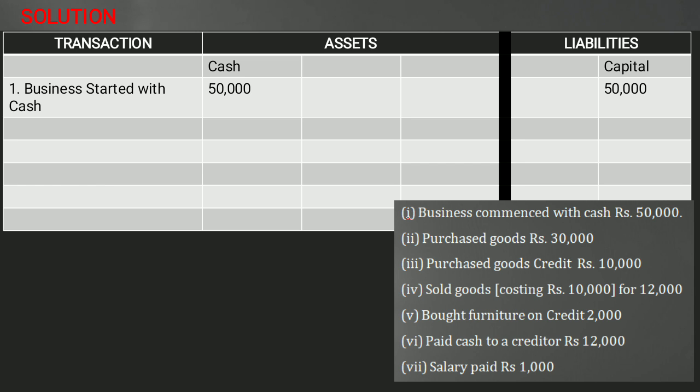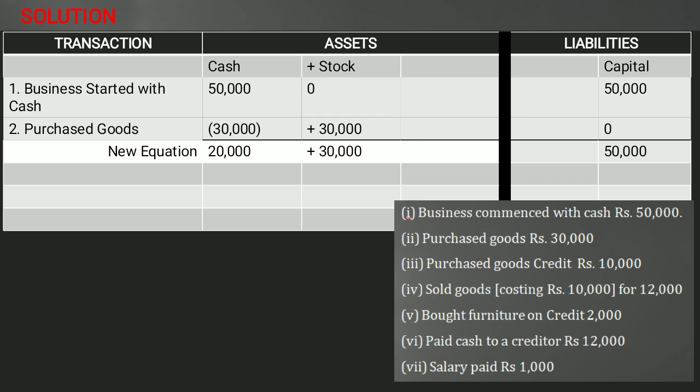Okay, so after the first transaction, let's check the second transaction. In the second transaction, we have purchased goods. Goods means stock. We have purchased stock. So just imagine what will be the effect of this transaction. Once you purchase goods in the business, if it is a cash transaction, definitely this transaction is going to decrease our cash, but the same transaction will increase the amount of stock. But there is no effect on the capital. So in the second transaction, purchase goods, our cash has decreased by 30,000, but our stock has increased by 30,000.